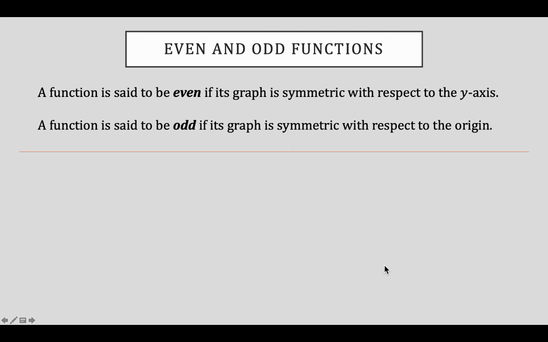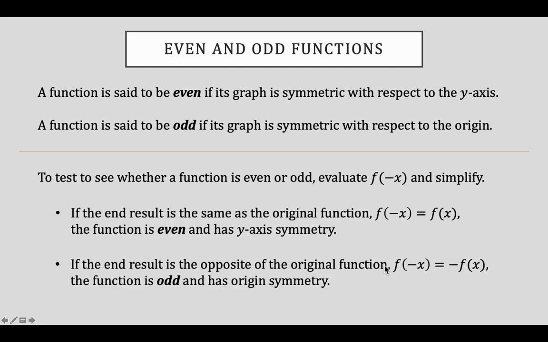Now, graphically, you should already know what these look like, but let's talk about finding out whether or not a function is even or odd algebraically. To test this, we are going to evaluate f of negative x and simplify the expression. Again, we are going to plug in a negative x wherever we see an x. I strongly recommend that you put parentheses around all of those quantities and simplify out the expression. What we get when we simplify will tell us whether our function is even, odd, or maybe neither in some cases. All right?